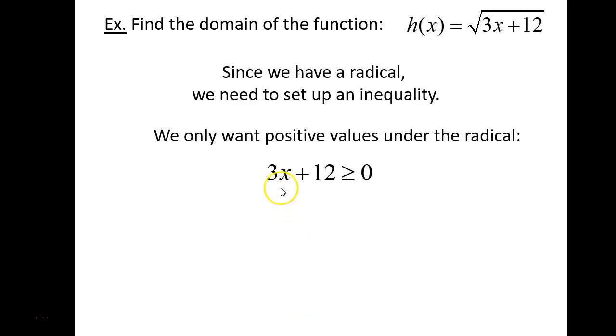So take a look. I took 3x plus 12 because it's under the radical. I need that to be non-negative, so I'm going to make an inequality and make it greater than or equal to 0. Then we're going to solve that inequality.